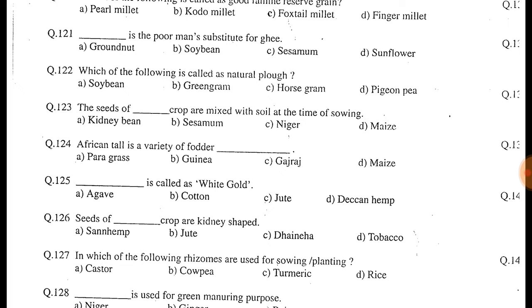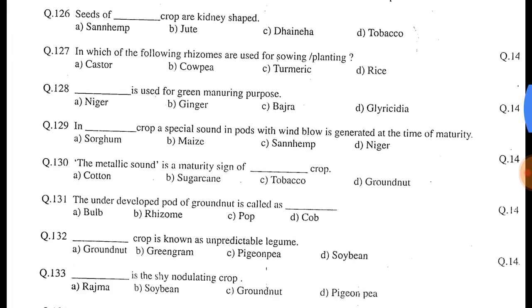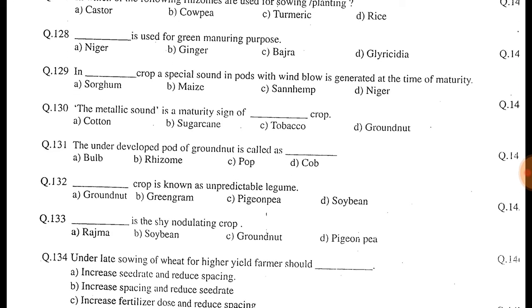126. Seeds of this crop are kidney shaped. 127. In which of the following are rhizomes used for planting? Turmeric. Turmeric uses rhizomes. 128. Glyricidia is used for green manuring purpose.